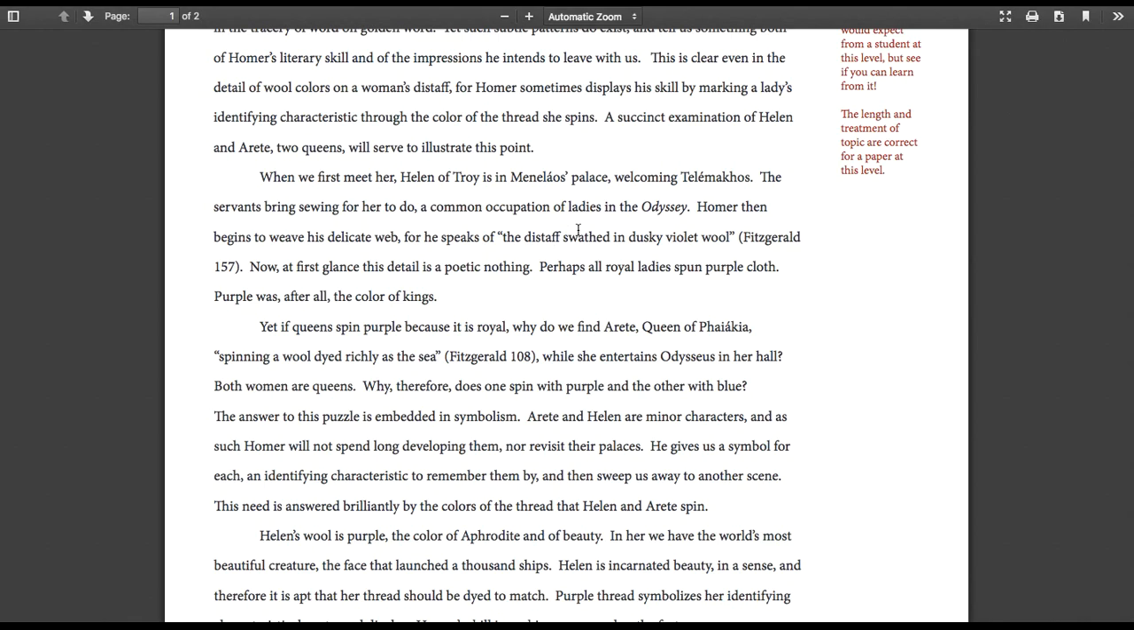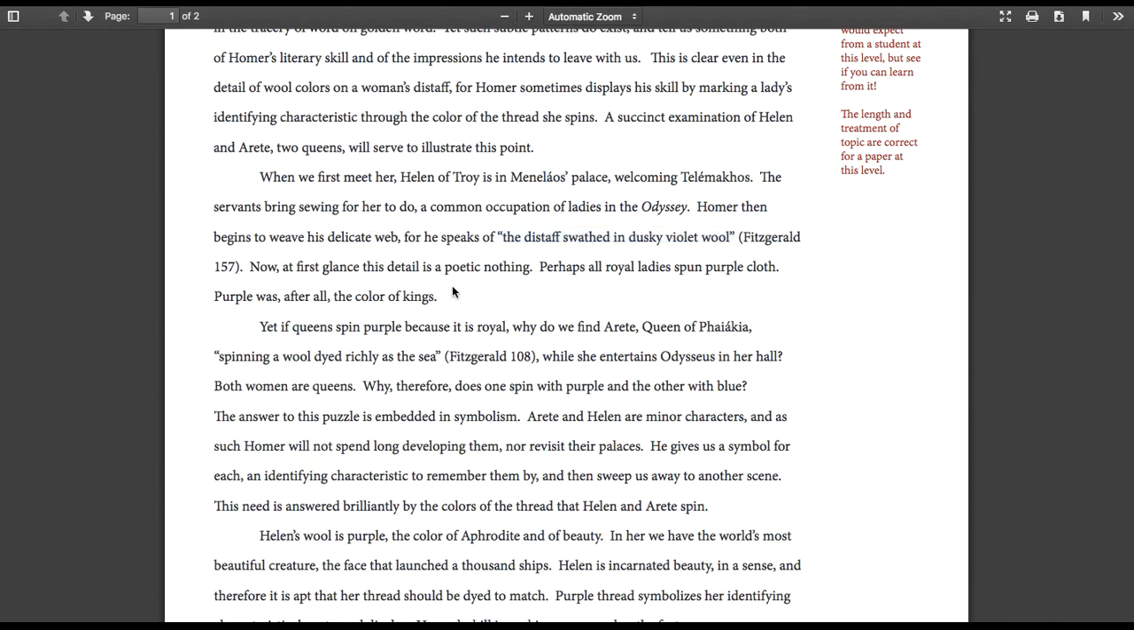"For he speaks of the distaff swathed in dusky violet wool." They provide an example that they found was particularly well written and shows Homer's literary skill. So weaving a delicate web is the literary skill, "and the impressions he intends to leave on us." And then the author picked out this example to show us that literary skill.